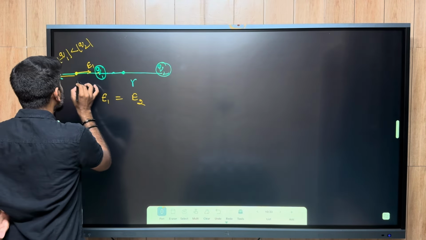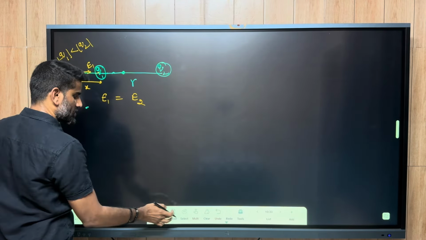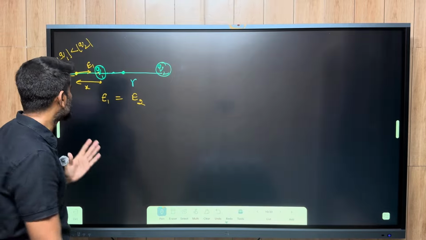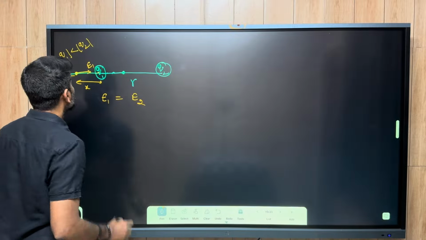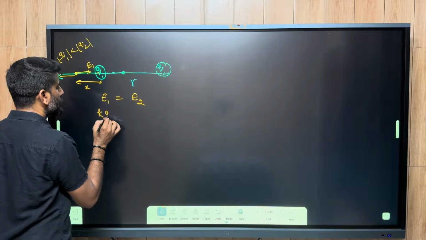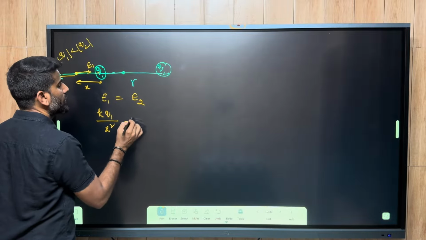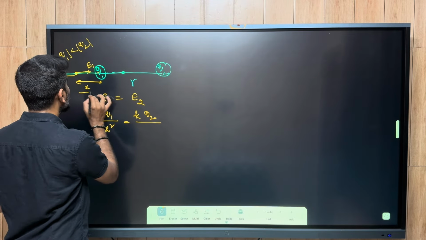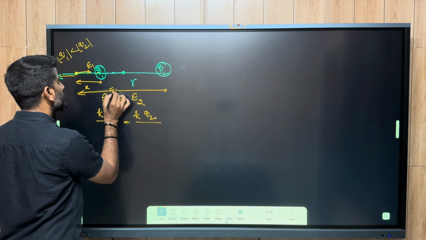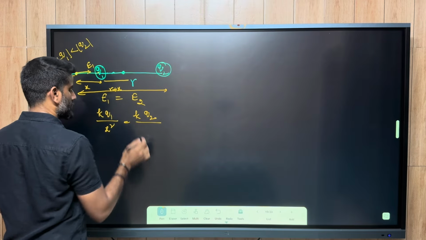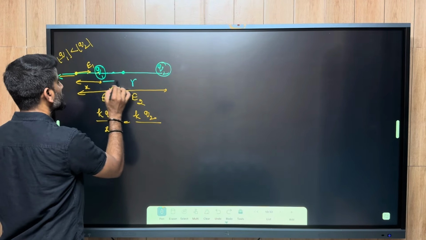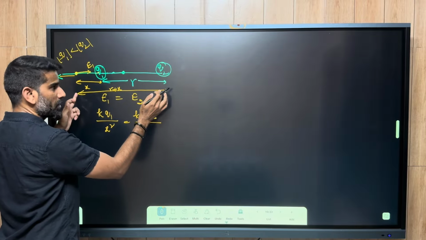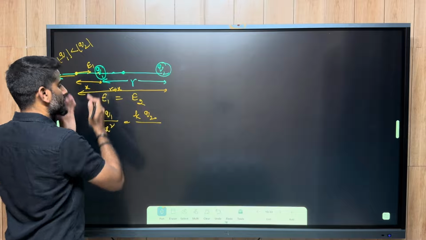Let's say I have considered a point at a distance x from the reference charge, that is minus q1, in this case. I am going to consider the magnitudes only. E1 is nothing but k q1 by x square, and E2 is k q2 by how much is this one? This entire length, from charge q2 to the null point, is r plus x. This is r and this is x, so r plus x.